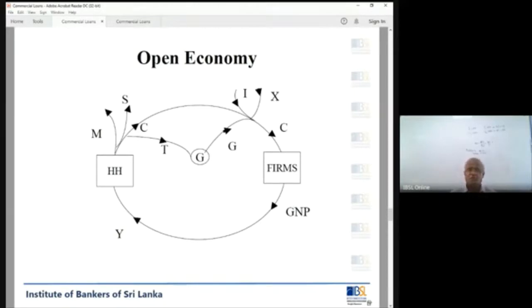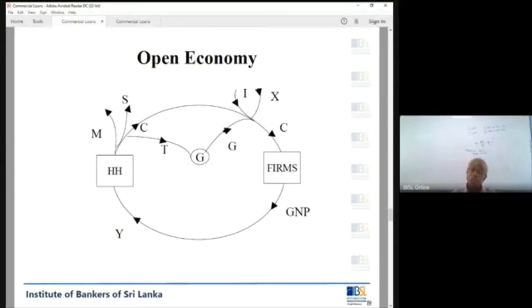Households, government, firms. Now let's assume, because when the rest of the world comes in, we don't say GDP, we have GNP, gross national product. Remember the difference between national and domestic? GDP and GNP: money coming in, money going out. We have an adjustment for net factor income from abroad. That's why in the open economy we can't say GDP, we say GNP. GNP equals what?